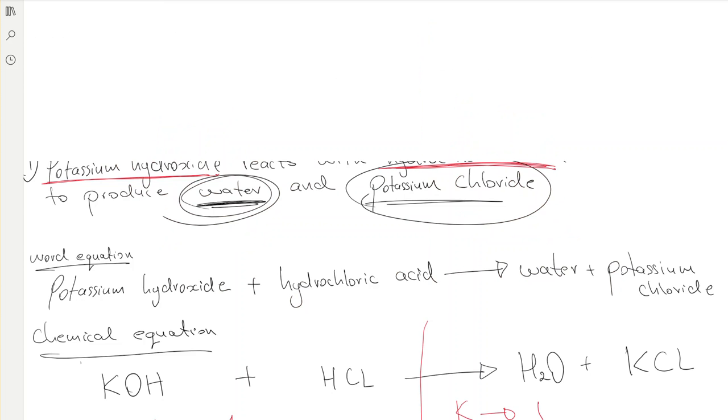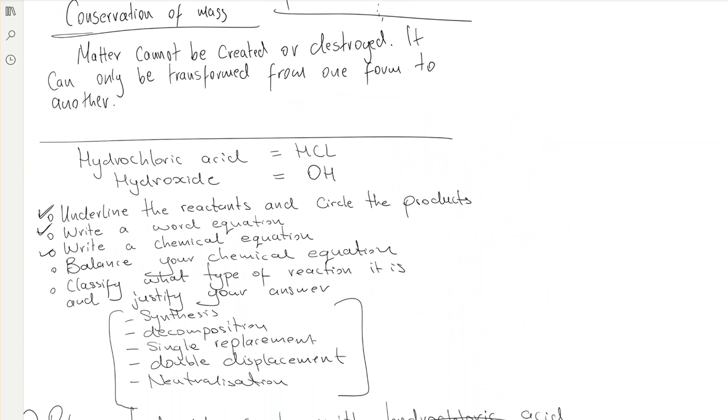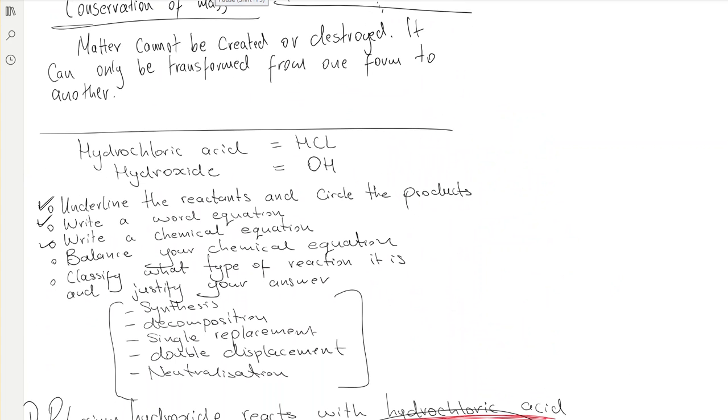So the last step, really, if we look at it, so underline reactants, circle products, done. Write word equation, done. Write chemical equation, done. Did we balance it? We didn't have to. We just checked if it was balanced, and it was. The last thing, classify what it is. It's either one of these four.